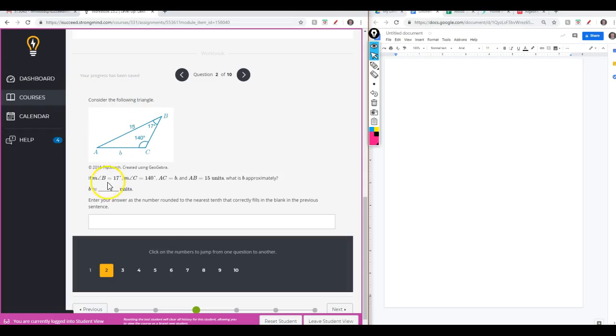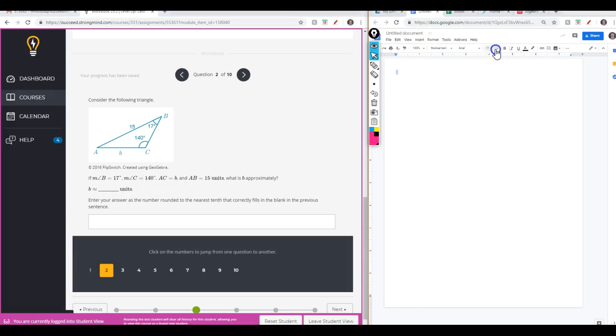Consider the following triangle. If the measure of angle B is equal to 17 degrees, the measure of angle C is equal to 140 degrees, the length of AC is equal to b, and the length of AB is equal to 15 units, what is little b approximately? Little b is approximately blank units.